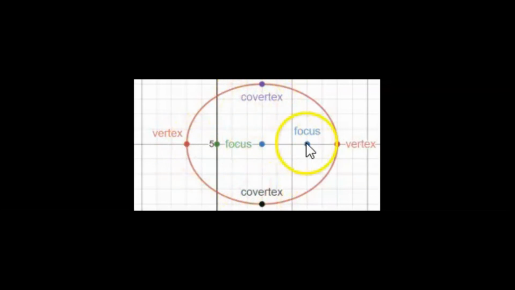But basically, everything else that we know is going to be the same about the two vertices being on the long side and the two co-vertices being on the short side. The two focus points, the two foci, are going to be on the long side, and they're going to be right next to the center. All that is still going to remain the same.